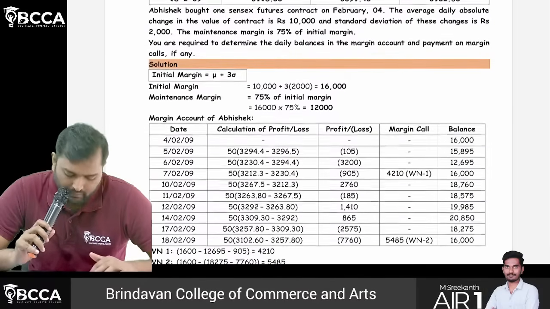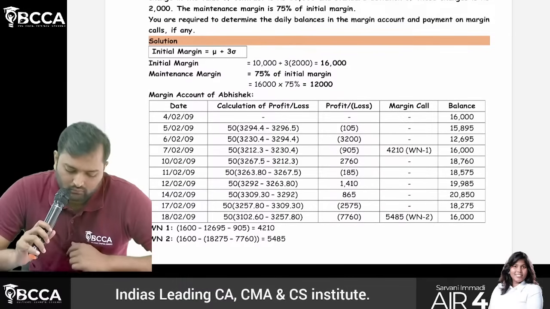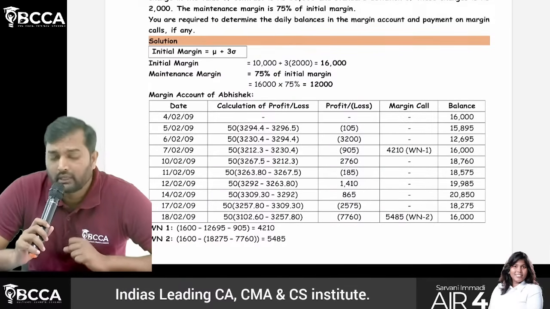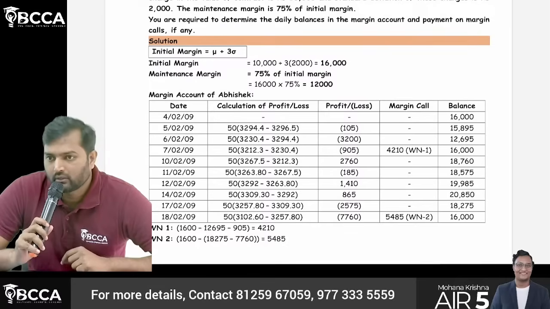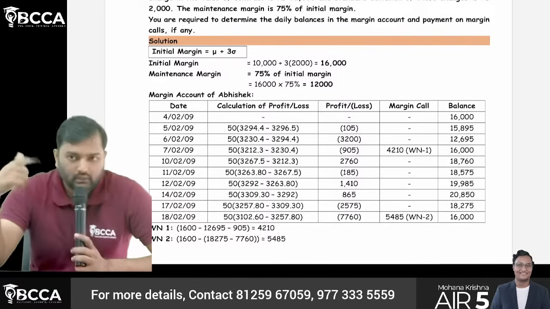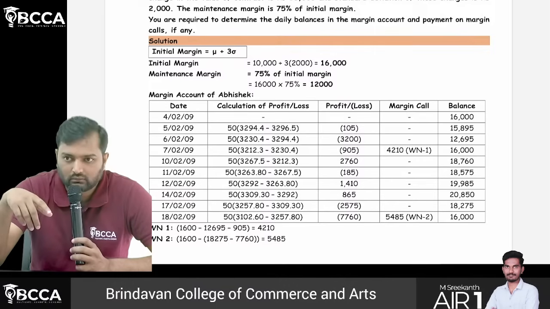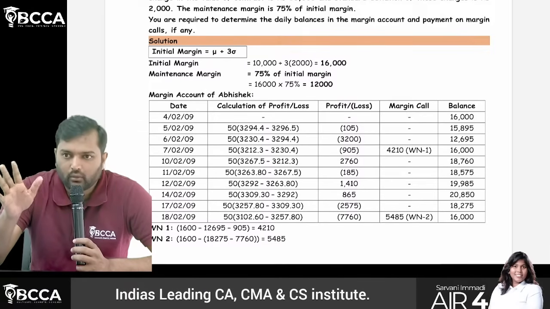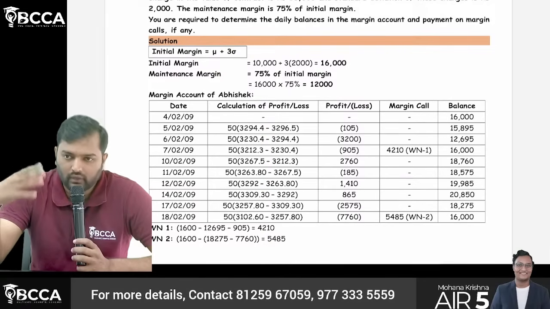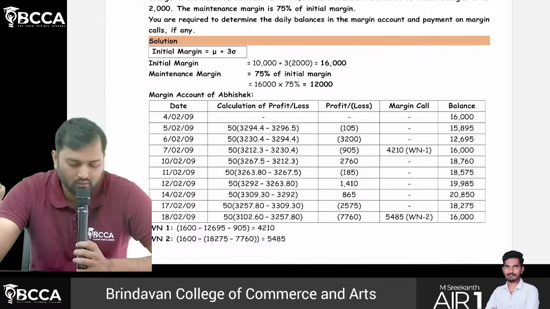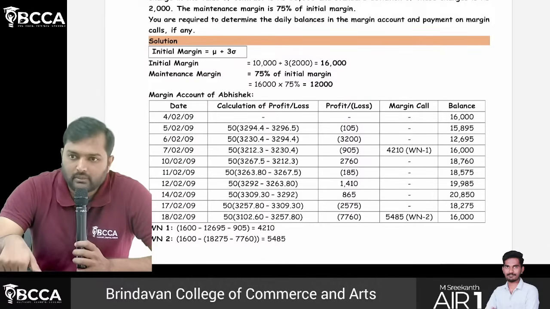3296.5. Okay. So on 4th February, he has to deposit what? 16,000. On the other side, the opposite party will also be depositing the same amount, 16,000. But Abhishek will not be knowing the counterparty because futures are traded on stock exchange. We don't know with whom we are entering into a contract. Okay, so the counterparty will also be depositing the same 16,000.